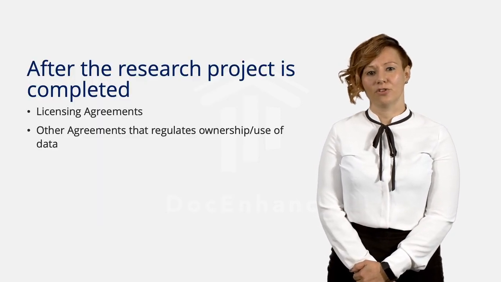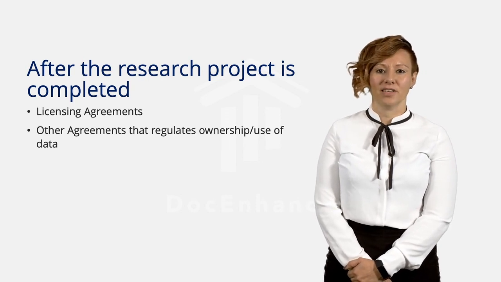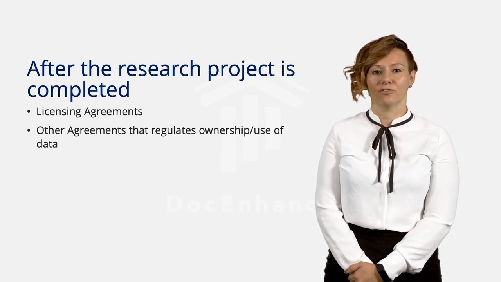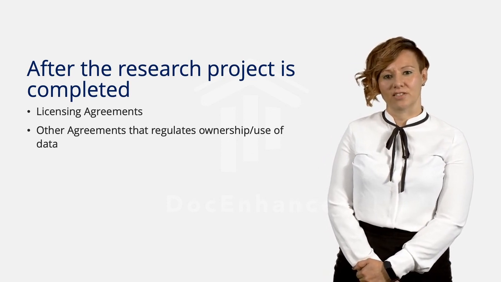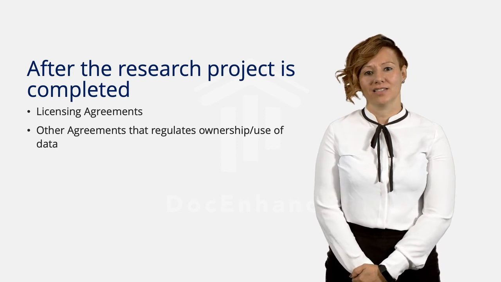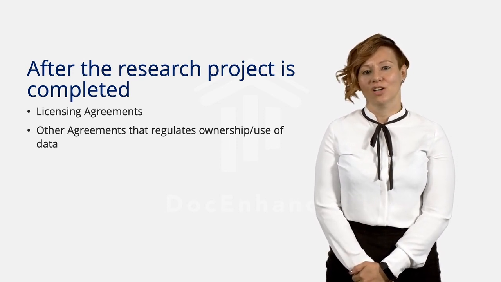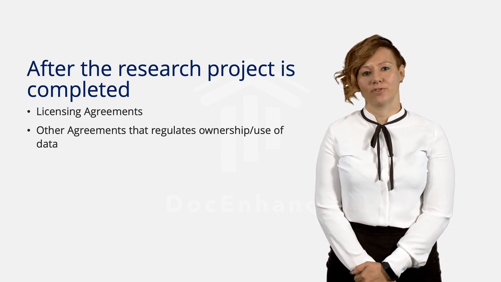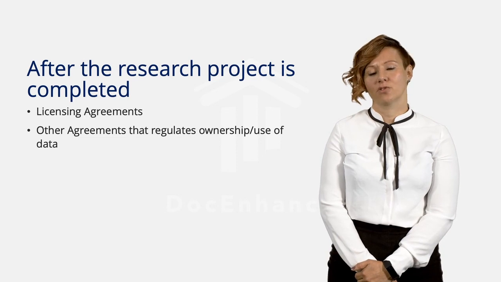If the ownership and user rights are not fully regulated in the collaboration agreements, it might be necessary to enter into an agreement after the results are clear to decide upon ownership and further use of the research results. A licensing agreement is a contract between two parties in which the licensor grants the licensee the right to use research results, while the licensee agrees to make payments known as royalties.